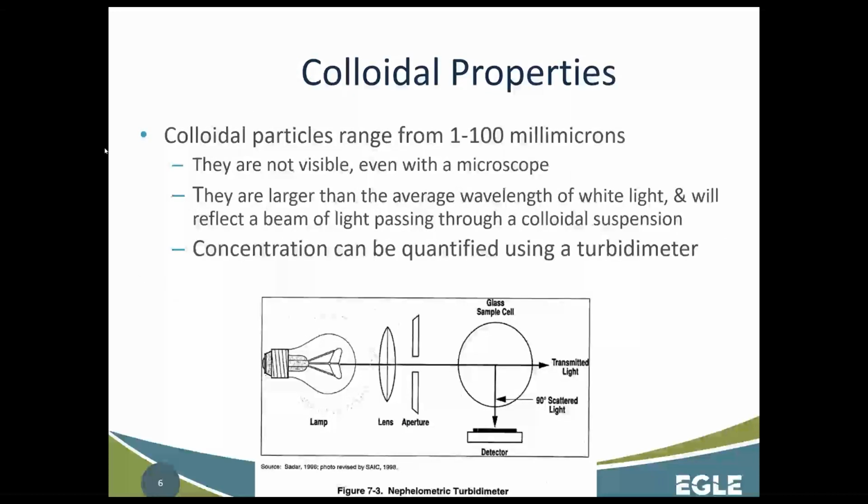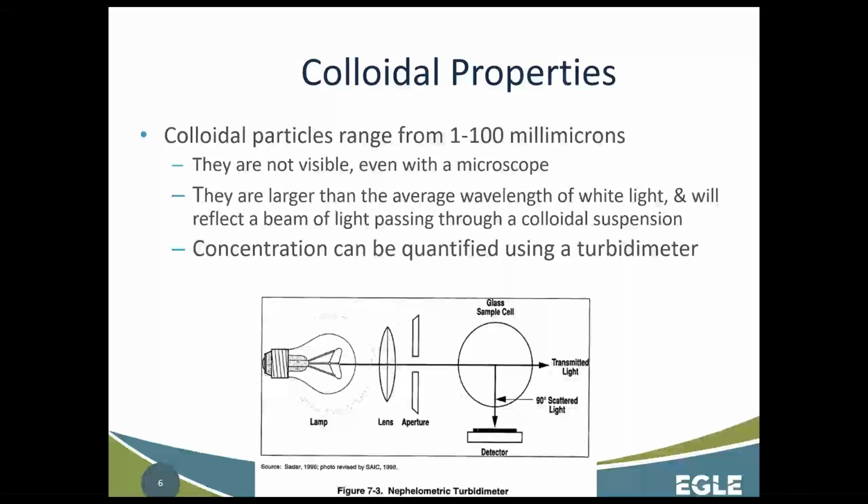So colloidal particles range from 1 to 100 millimicrons, and these are tiny. They're not visible even with a microscope. Fortunately for us, they are larger than the average wavelength of light. And because of that, they will reflect a beam of light that's passing through the colloidal suspension. So because of this, we can estimate the concentration using a turbidimeter. We're really fortunate that they are large enough to reflect white light, and this allows us to quantify the turbidity.